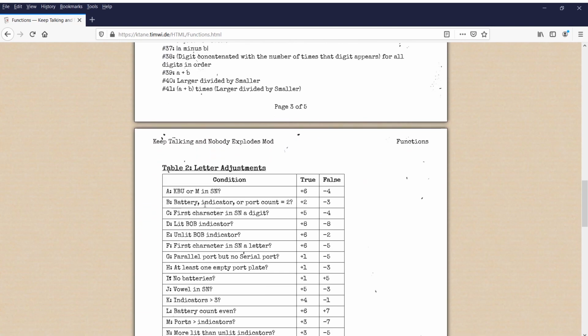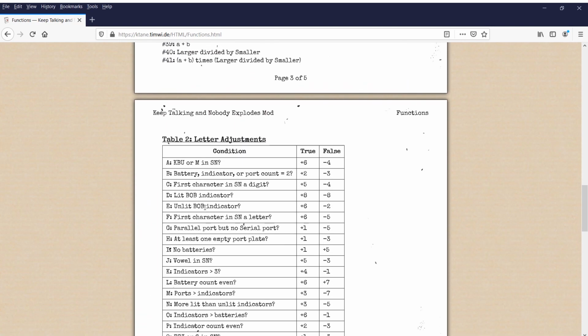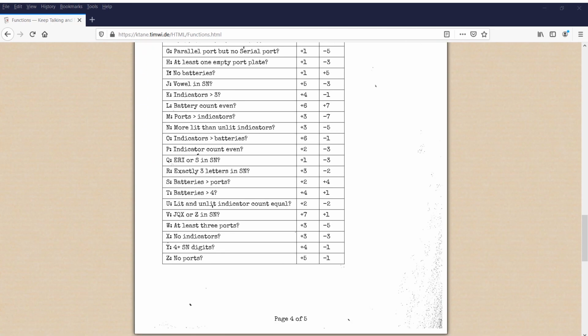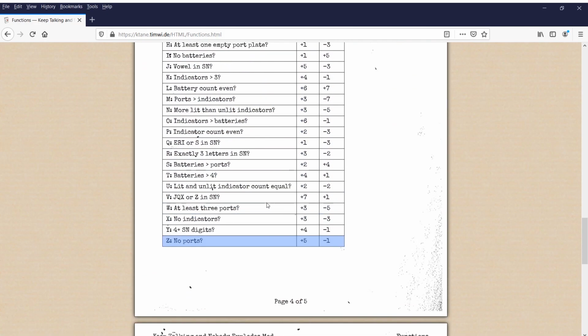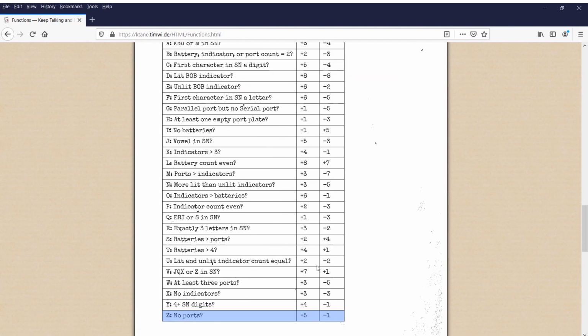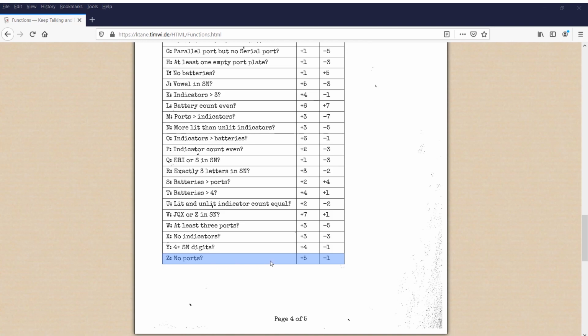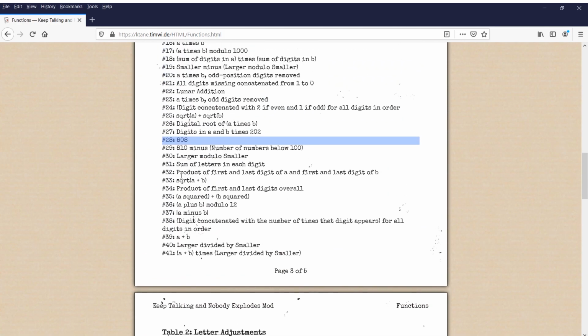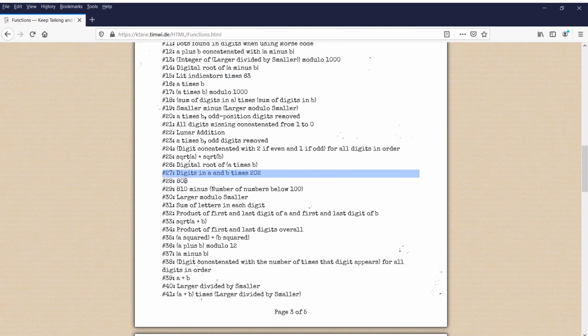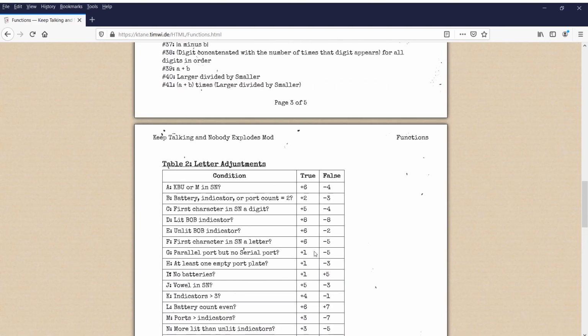So, what we do after that is we go to the letter that's stated on the module, in this case Z, and we go forward or backwards based on the condition that's stated. It's asking if there are no ports, and if there were no ports, then we would go forward by 5. Going forward is just going down. However, we do have ports, so we're going to go backwards by 1.